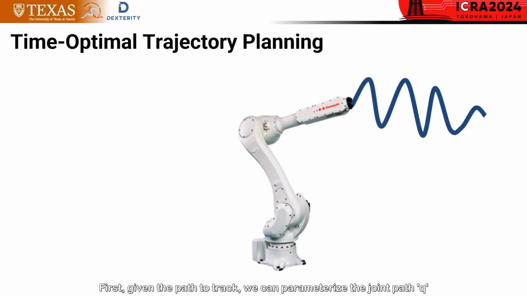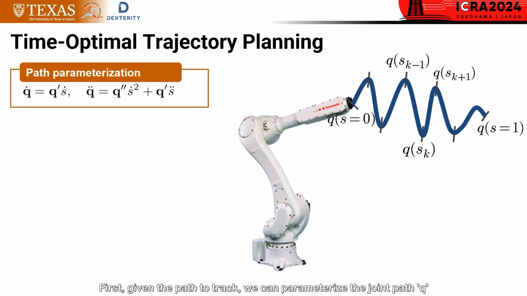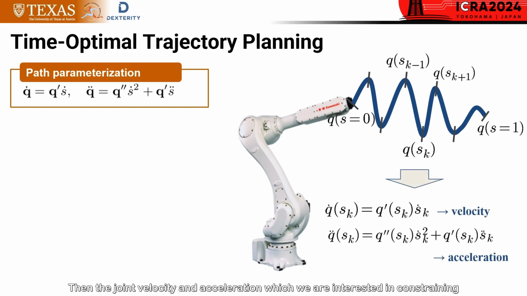First, given the path to track, we can parameterize the joint path Q as a function of a path parameter S. Then, our problem is now reduced to finding an optimal S of t from Q of t, which is much simpler because S is a scalar. Then, the joint velocity and acceleration, which we are interested in constraining, can be represented as functions of S dot and S double dot.